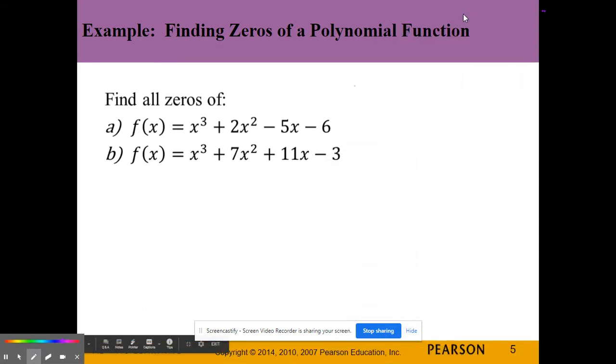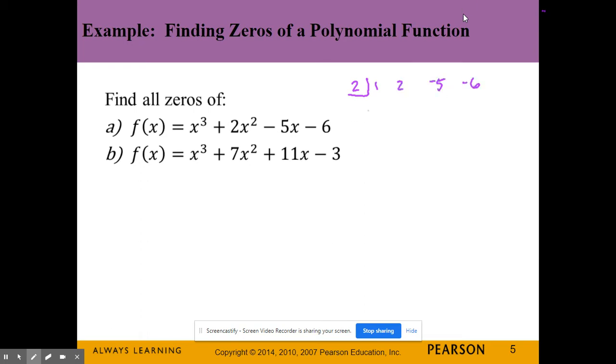All right, so if I pick 2, put 2 in the box, synthetic division, have then coefficients of 1, 2, -5, and -6. Drop the 1, 2 times 1 is 2. Add down, you get 4. 2 times 4 is 8. Add down, you get 3. 2 times 3 is 6. Add down, you get 0. The fact that we got that 0 there means what we saw in the graph was accurate, that it is crossing at 2. So that means one of the zeros for part A is 2.